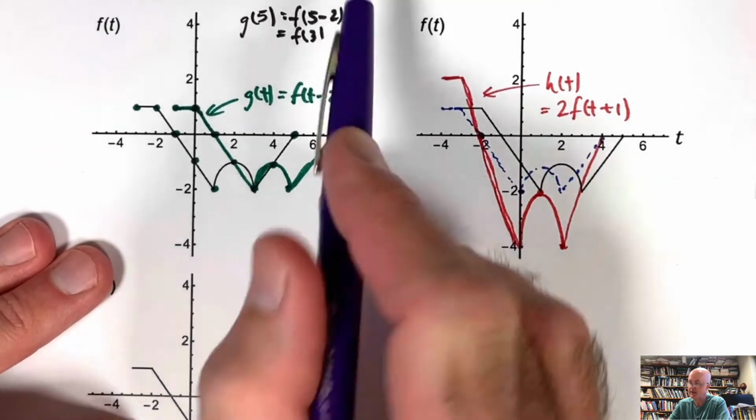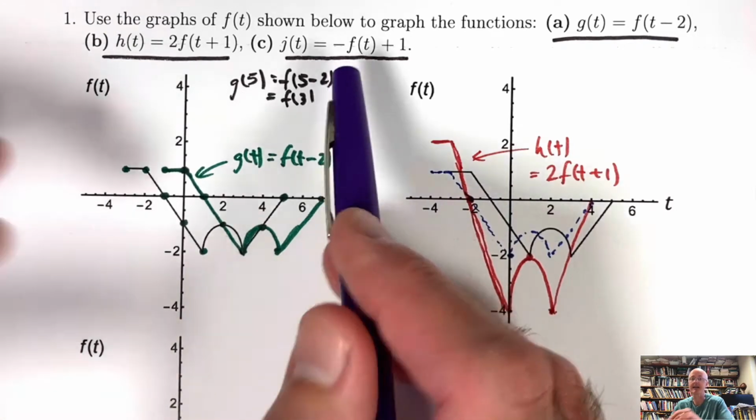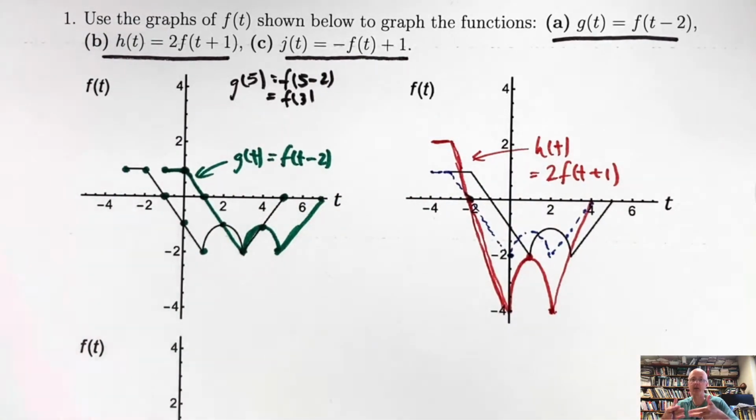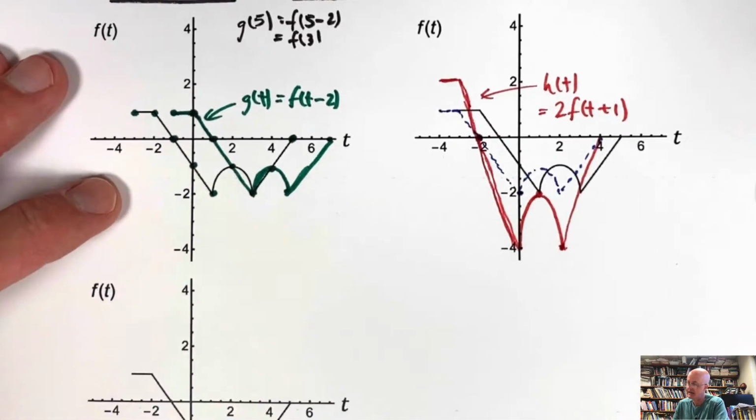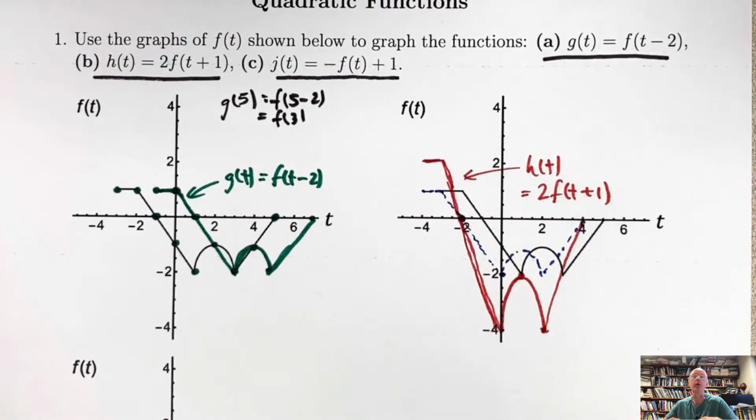So we have to think about the transformation of what happens when you take f of t and put a negative sign in front of it. That reflects the graph across the horizontal axis, because all the second coordinates get negated. Any positive outputs become negative outputs. Any negative outputs become positive outputs. And then adding 1 is going to add 1 to those outputs. So it's going to be a vertical translation upward by 1 unit.